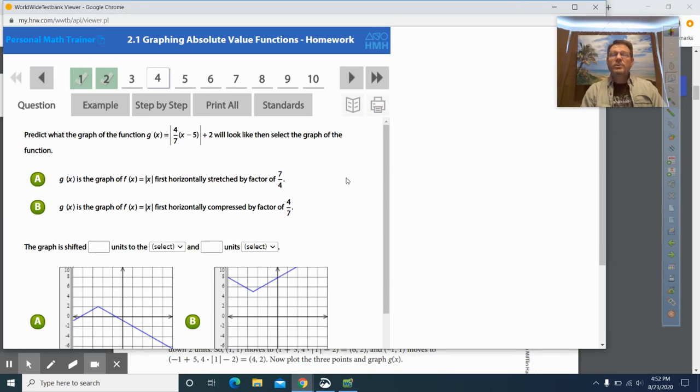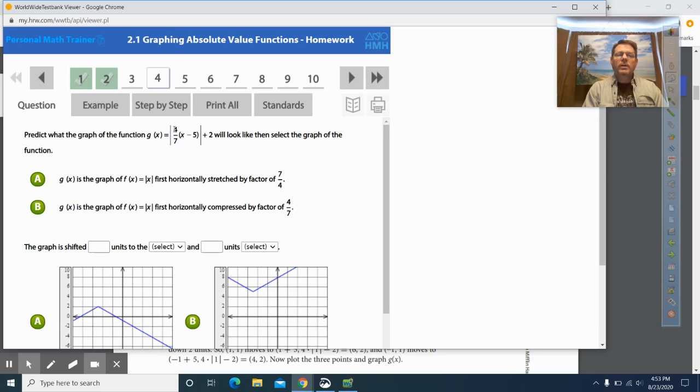So again, don't over stress when it comes to horizontal stuff. Try to figure it out. If worst comes to worst, stick it in the calculator, see what happens. Okay, see if it got compressed to make it skinny, and horizontal stretch to make it wider.